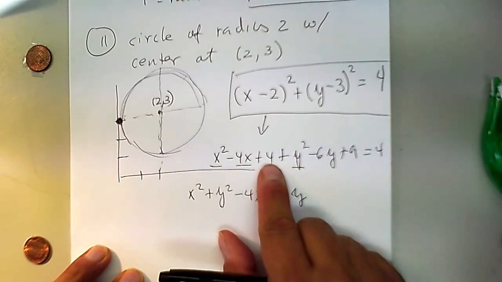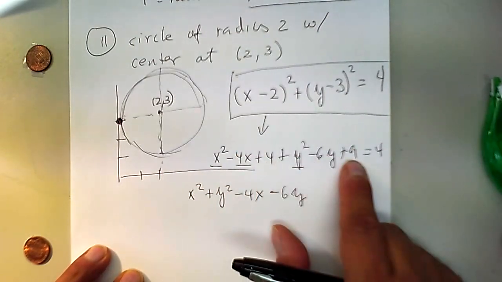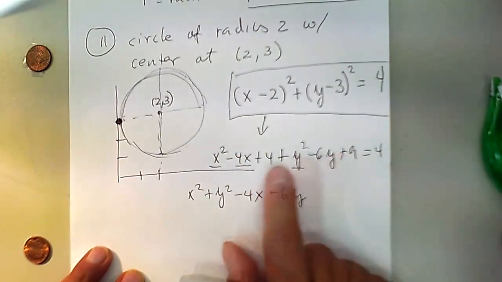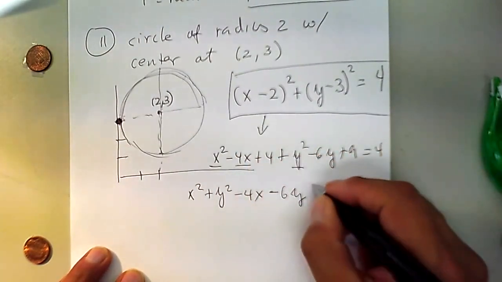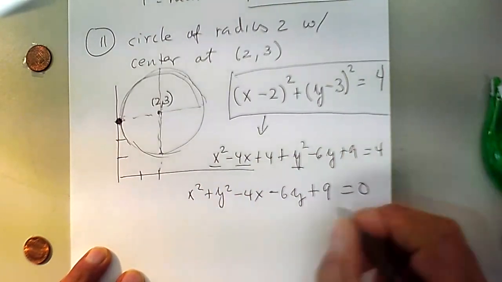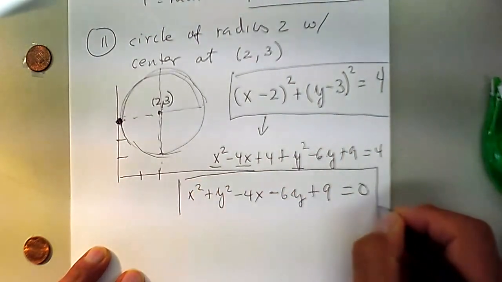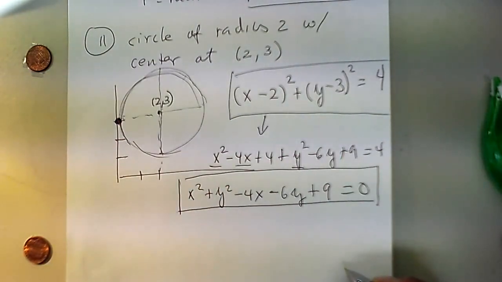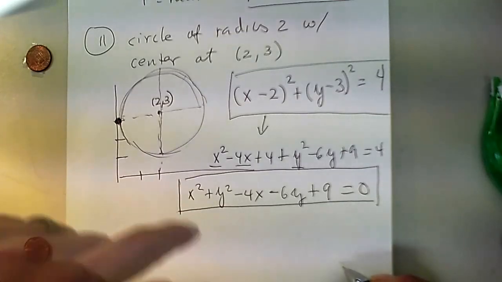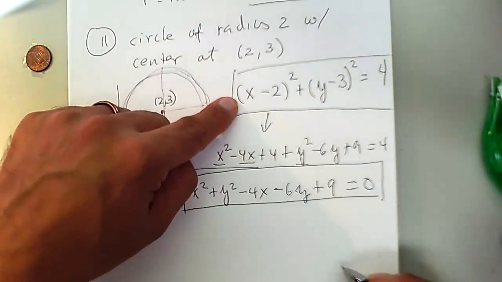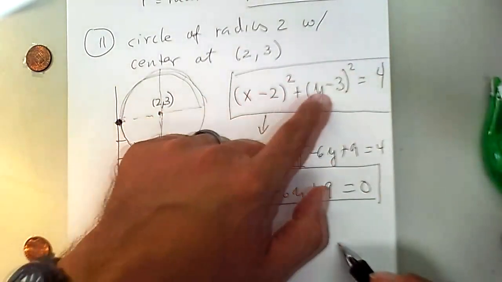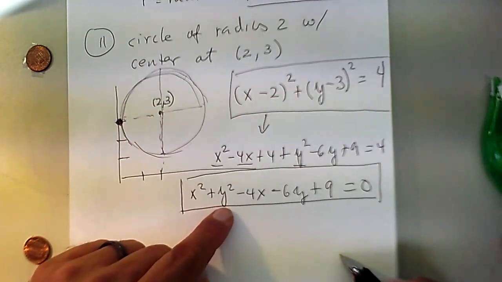And here's the thing. We have a bunch of constants. 4, 9, that is 13. But then when we move this 4 to the other side, those two 4s actually cancel off. So we end up with 9 equal to 0. This is another way to write the equation of the circle. The same circle, because all we did is expand and add together all the parts of those squares. So this is the same circle.